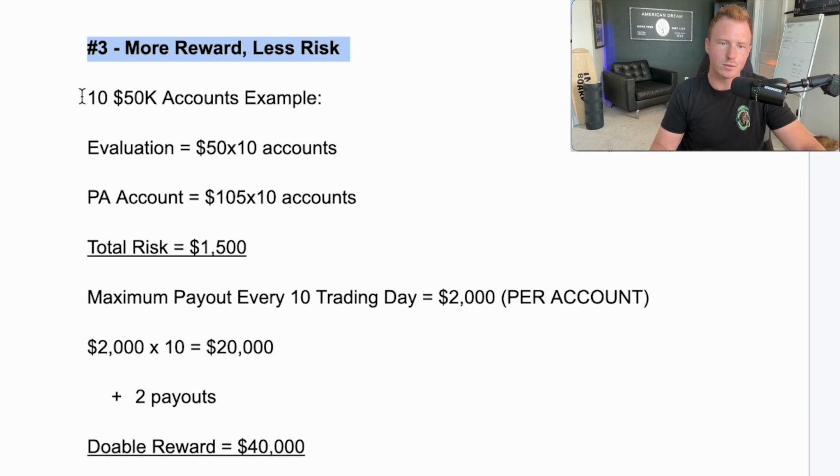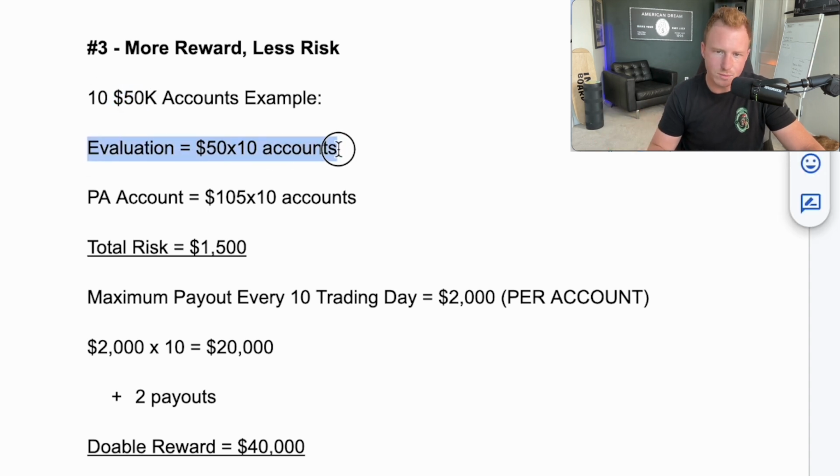Okay, so for example, if I buy 10 50K accounts, first I got to pass the evaluation. Okay, so 50K accounts usually cost around $50. There's always discounts Apex does, so you can usually pick them up for $50. So if you do 50 times 10, right, it's going to cost you $500 to start getting funded. Okay, so that's your risk you're going to have to start with, is that $500.